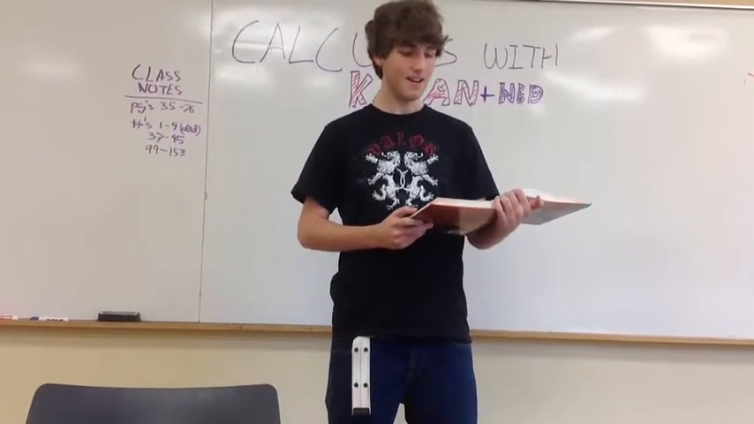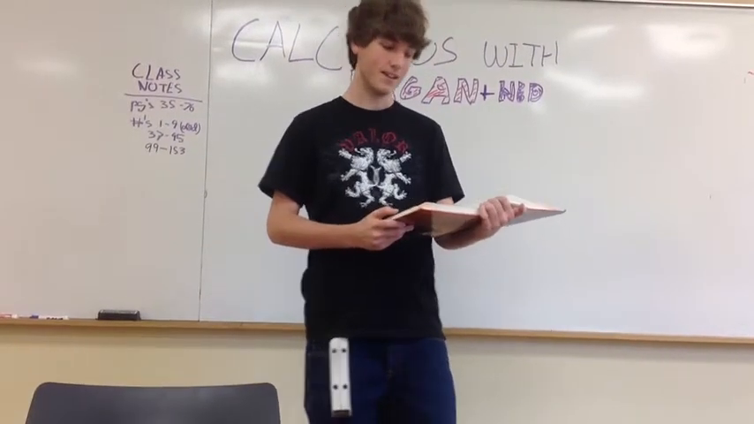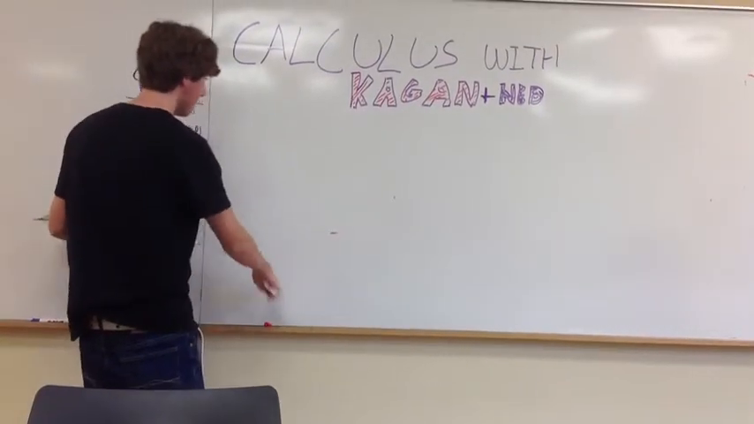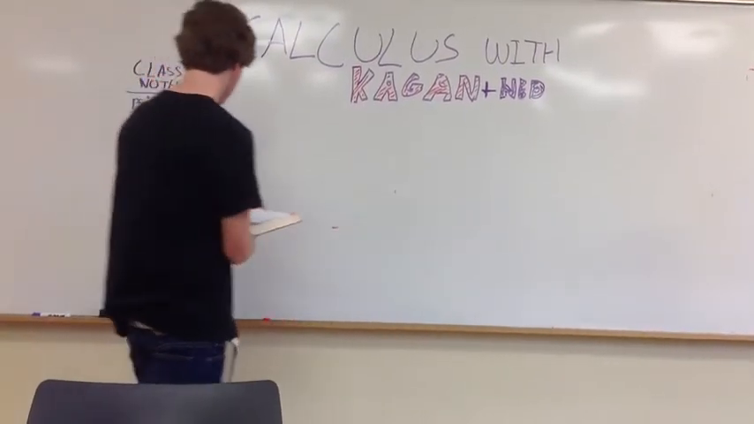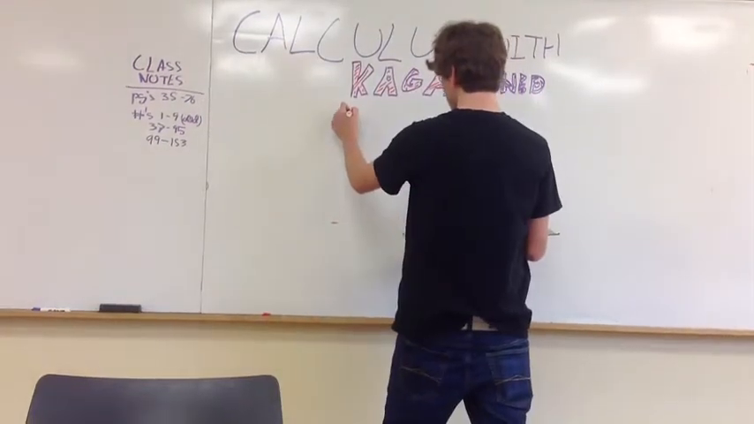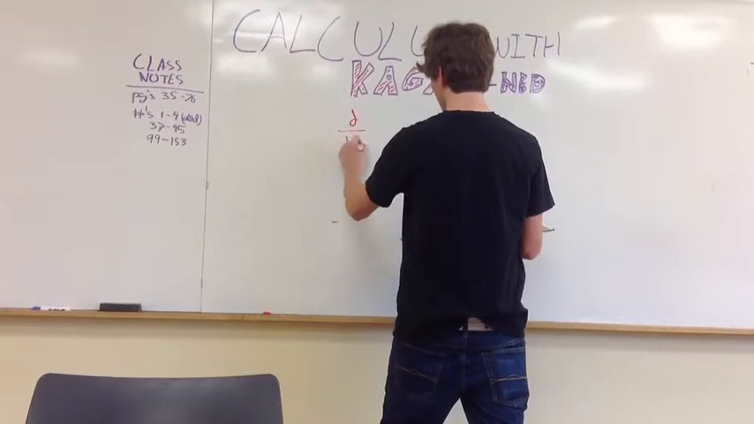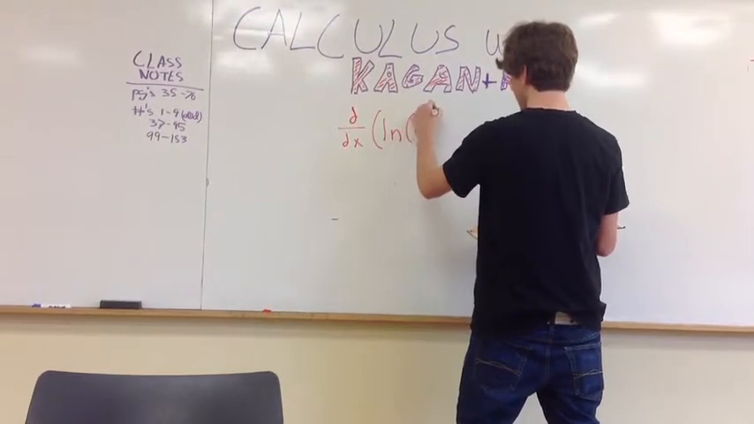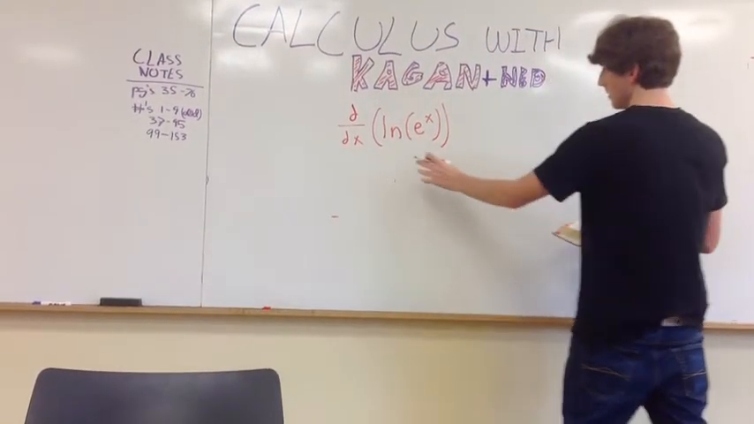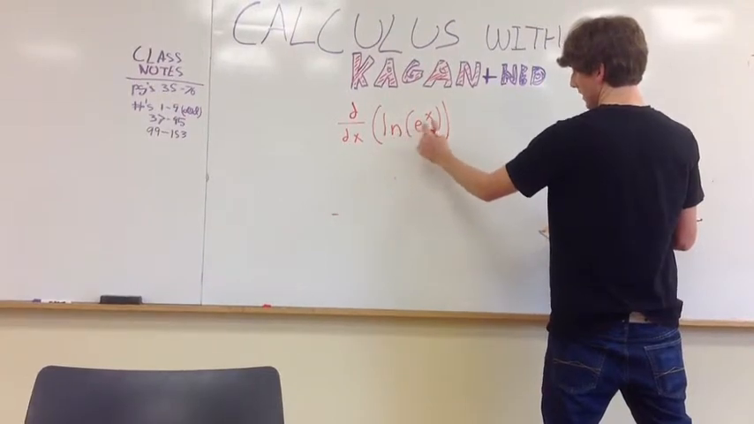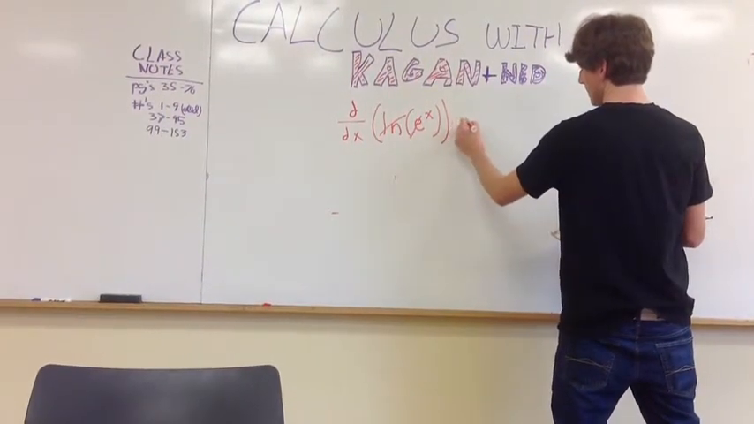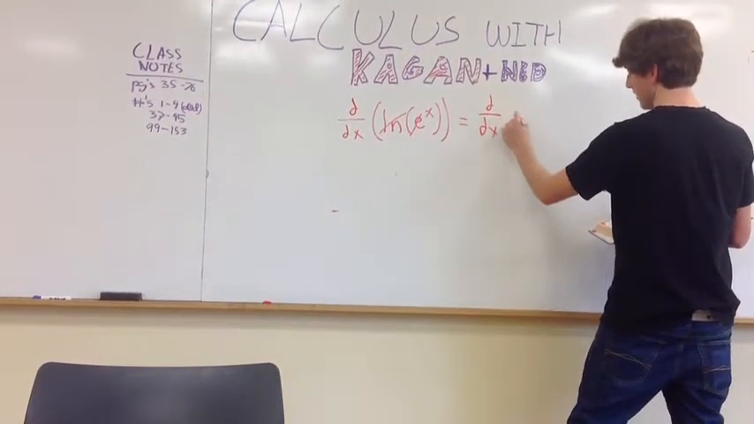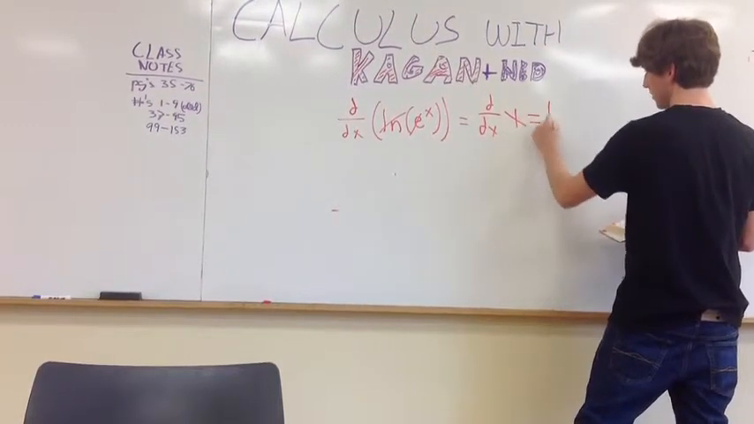Hi, I'm Professor Ned, and now we are going to derive e to the x. First, we can start with the equation of the derivative of the value of ln of e to the x. Now, we can cancel out these two terms to get d, so that's equal to the derivative of just x, which we all know is equal to 1.